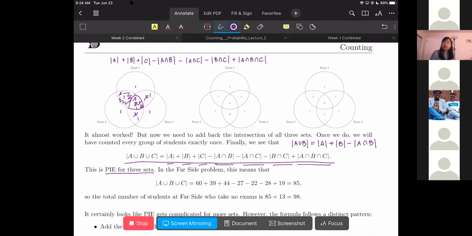And so if we go back to the problem that we were doing, how many total students are there, we can just plug in the numbers. There were 60 that took exam A, 39 that took exam B, 44 that took exam C, 27 that took A and B, 22 that took A and C, 28 that took B and C, and then 19 that took all of them. So if we compute all this arithmetic, we'll get 85. And then remember, we had to add in how many students didn't take any. So we can add 13, and then we get the total number of 98.